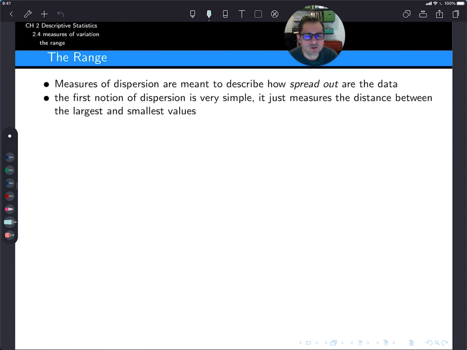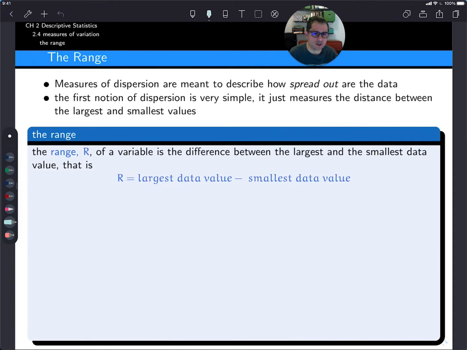Okay, so in this video, we're going to start talking about new numerical measures for how to describe a data set. We'll talk about the most important one later on, the standard deviation. But the first thing we're going to talk about is very simple. It's the range of a data set, which is just the distance between the largest and the smallest point.